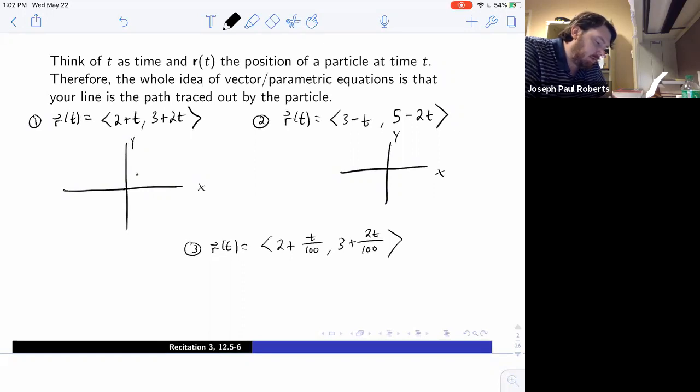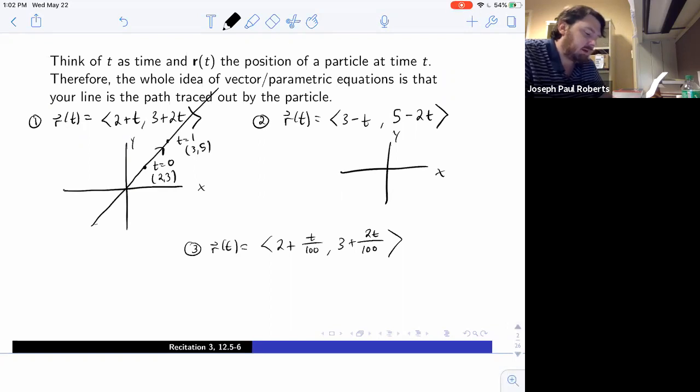At the end of the day, think about these line equations as just giving you different x and y coordinates for various values of t. For example, at t equals 0, I get the point (2, 3) on this line. And at t equals 1, I get the point (3, 5). I could plug in other values of t, but the idea is that this particle is tracing out that line in that direction, starting at (2, 3) and going up and to the right. Then we could do the same thing for these others.